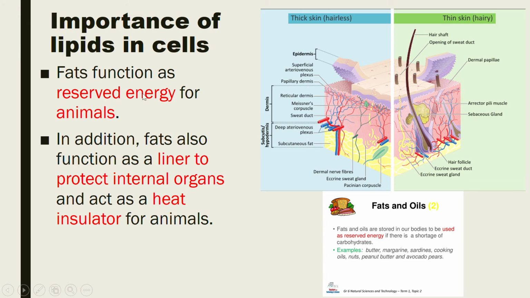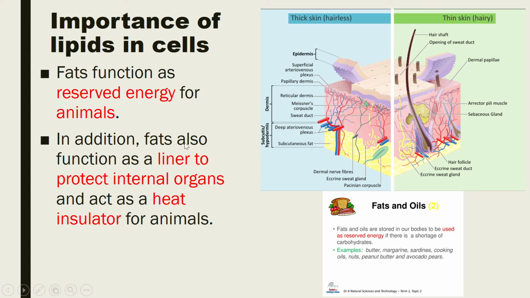So let's look at the importance of lipids in the cell. It serves as a reserve energy for animals, if there is any shortage of carbohydrates. Let's say there is no longer any glycogen store, the glycogen store is finished, no more storage of carbs in the form of glycogen in animals. So our body is going to make use of these fats as our reserve energy.